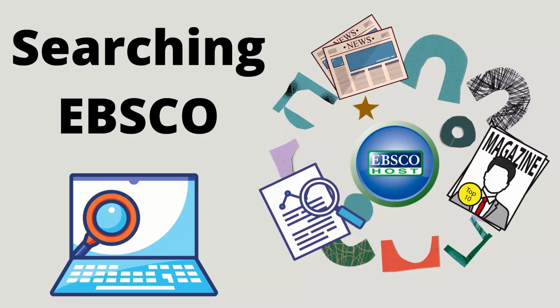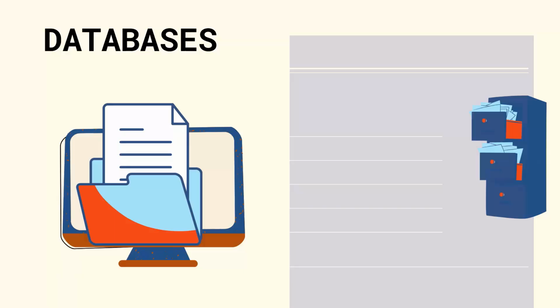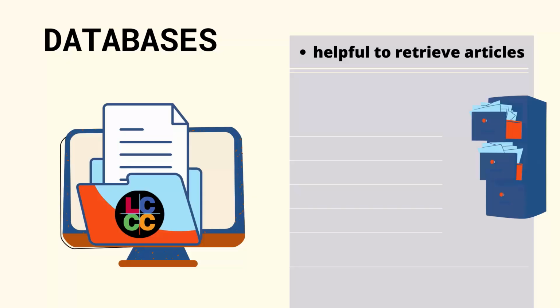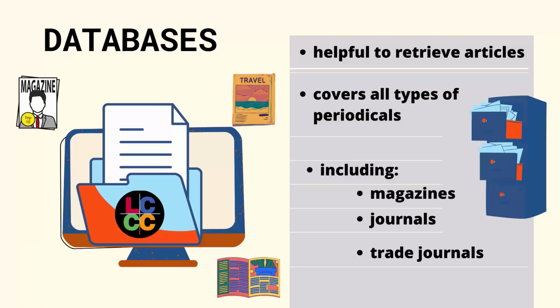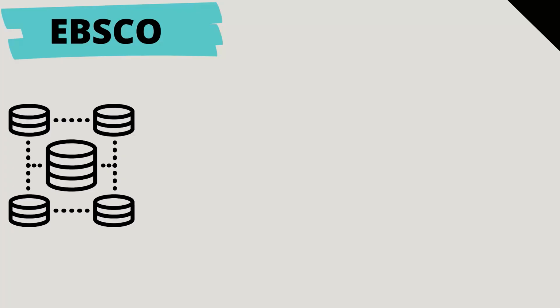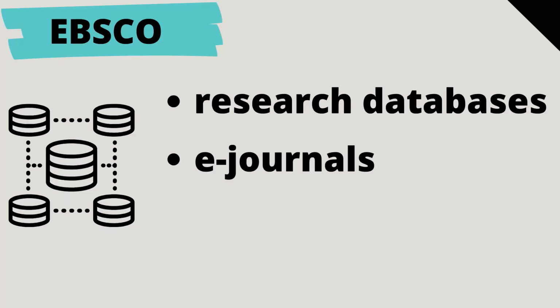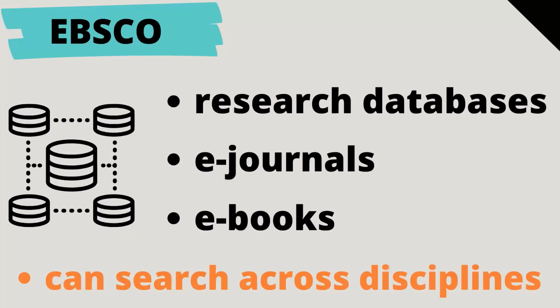In this video, we will learn how to conduct a basic search in the EBSCO database. A database, particularly the ones to which LCCC subscribes, are primarily databases of articles and all types of periodicals, i.e. magazines, journals, trade journals, and newspapers. EBSCO is a database that provides access to a range of databases, e-journals, and books. It is especially useful for searching across disciplines.